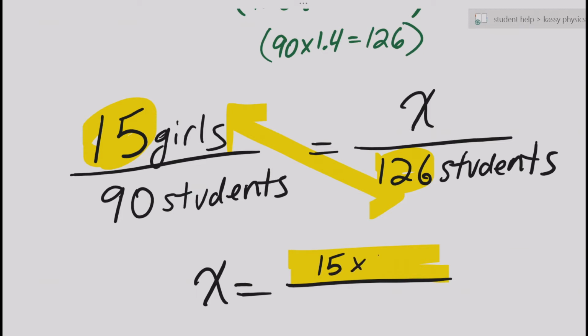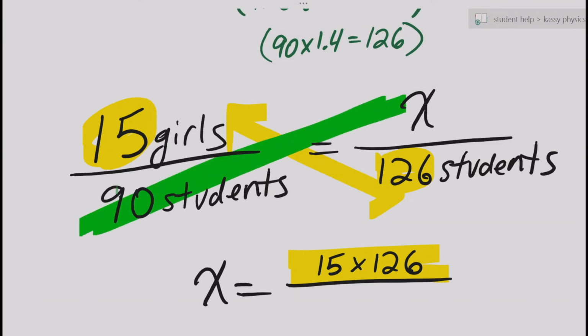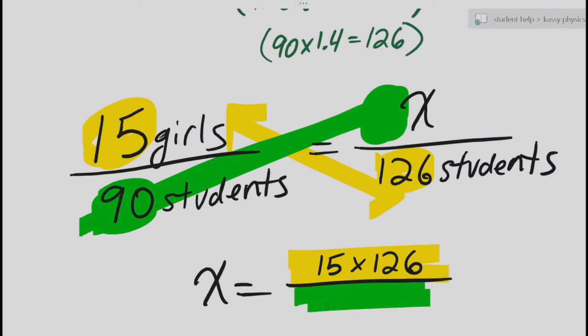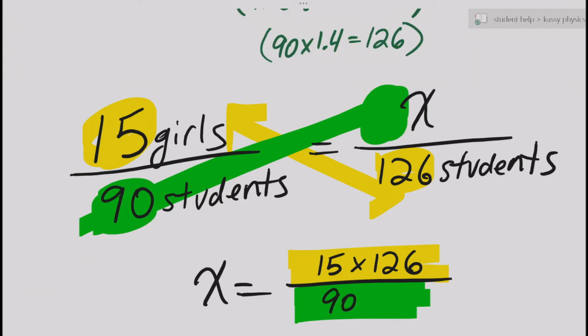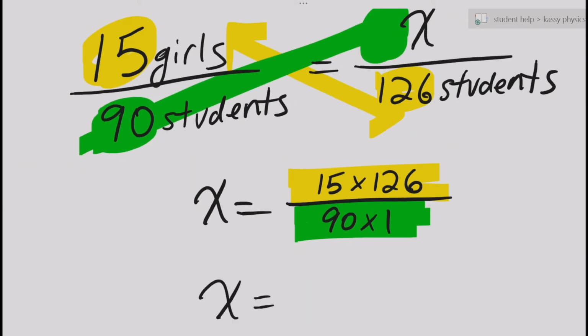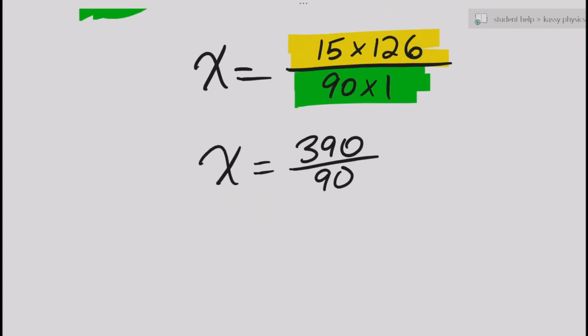15 times 126. And then on the bottom, we divide by these numbers. We divide by the ones in the other cross, the ones that do touch the x. In this case, that's 90. And there's no number in front of the x, so that's just a 1. We don't even need to write it, but I will. And then we would do this. 15 times 26 is equal to 390 divided by 90.